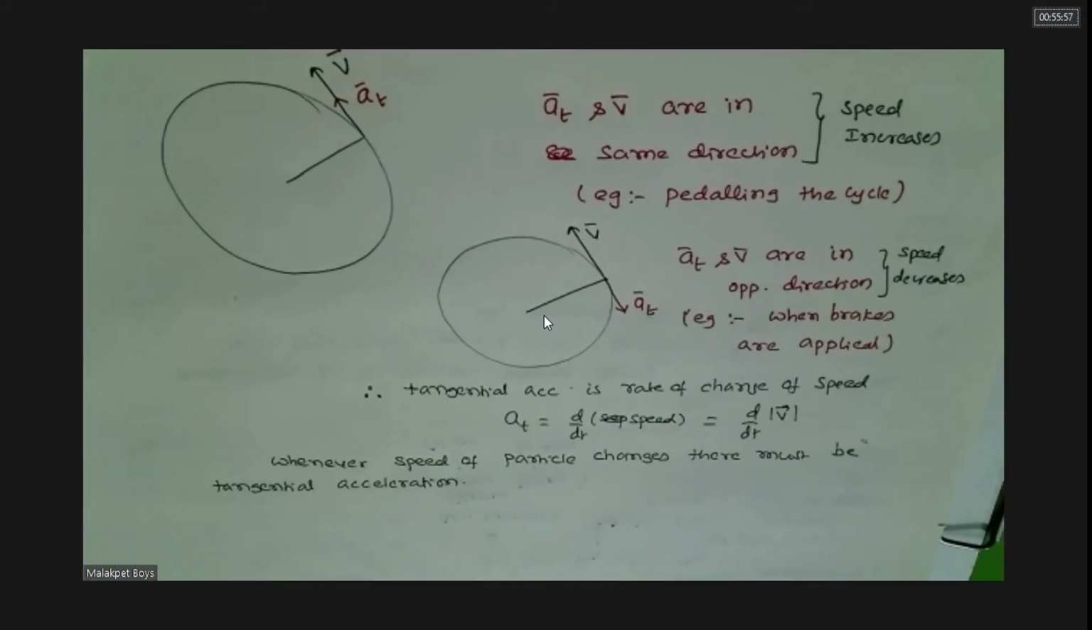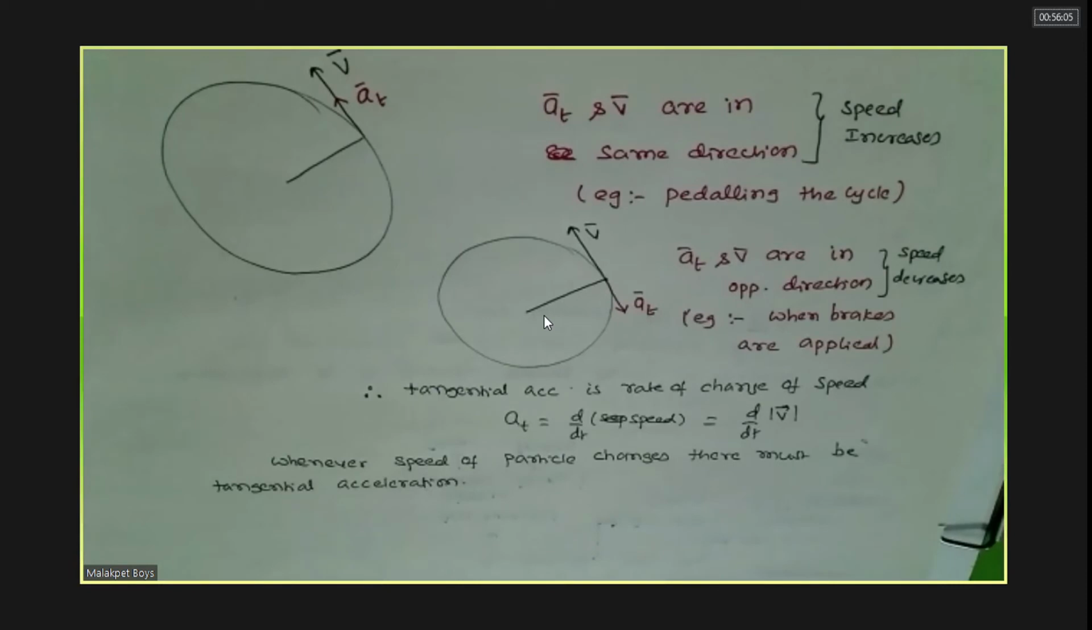Excuse me, sir. If there is radial acceleration, then speed won't change. No, I'll tell you. I'll complete it till here. Next part, I'll tell. I am just discussing the function of tangential acceleration. Now, let us see what radial acceleration does.